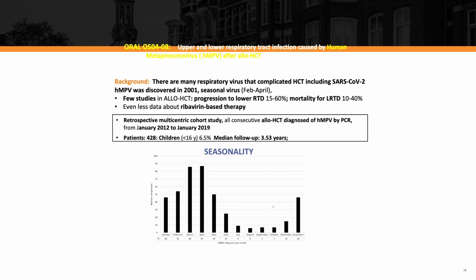It includes all consecutive allogeneic transplant patients diagnosed with metapneumovirus by PCR from January 2012 to January 2019. You can see there is a large number of patients, 428. Children were 6.5%, and the median follow-up is more than 3.5 years. The first evidence is that the virus in transplant patients behaves exactly the same as in the general population. It shows this seasonality, exactly like influenza.